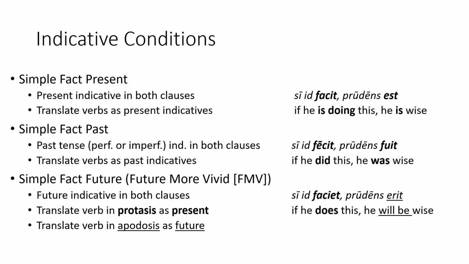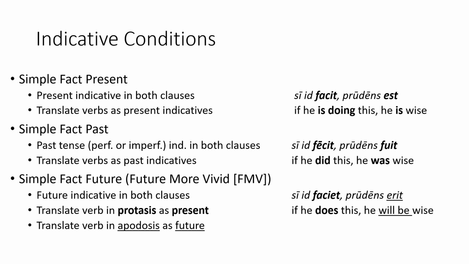The simple fact past condition has past tense verbs, imperfect or any verbs in the perfect system, in both subordinate clause and main verb. Both verbs are translated as past indicatives. It indicates a factual relationship between protasis and apodosis that happened in the past. The sample sentence, si id facit prudens fuit, if he did this, he was wise, represents a situation where if the subject did in fact do the indicated action, then he was in fact wise.